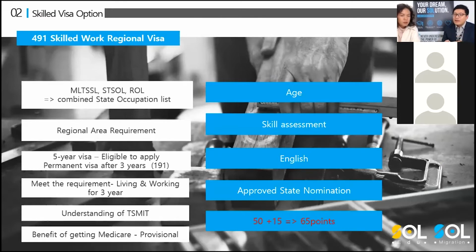At the moment, the income requirement that always comes with the Tasmania requirement is $53,900, so it's almost 54K. You have to live in the regional area and work in the regional area, and earn a taxable income of 53,900 Australian dollars.